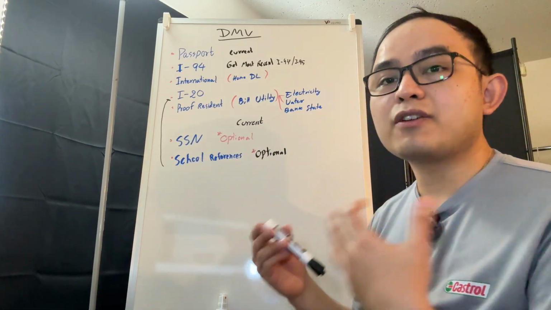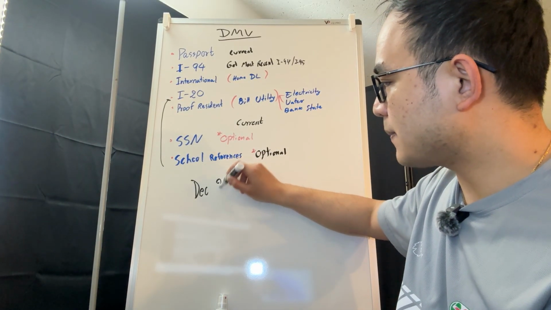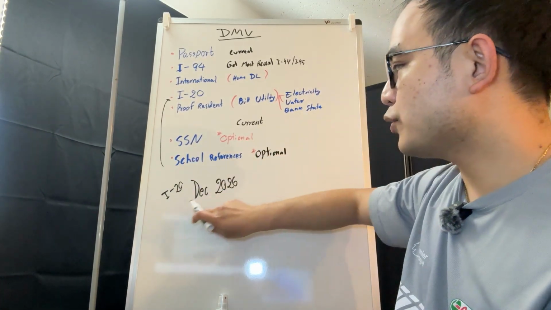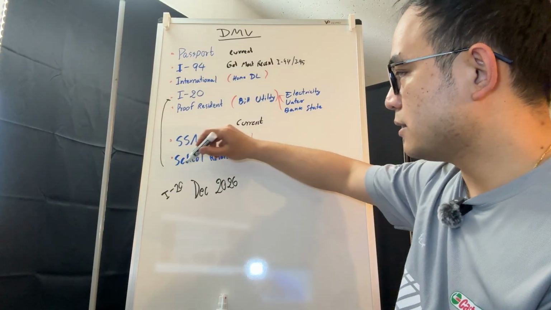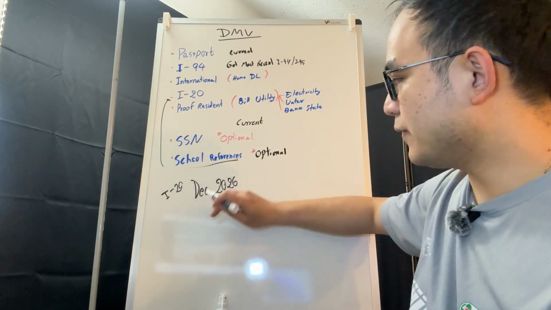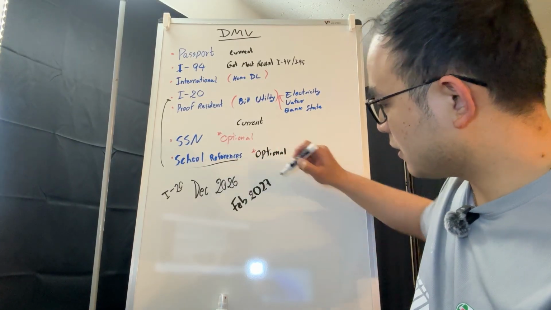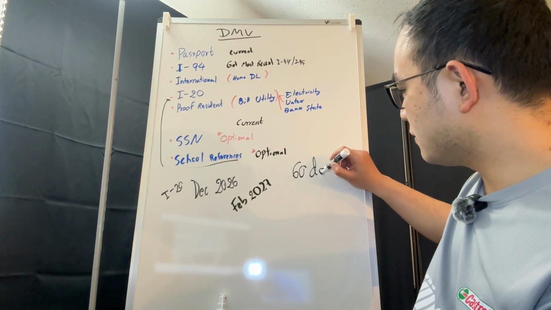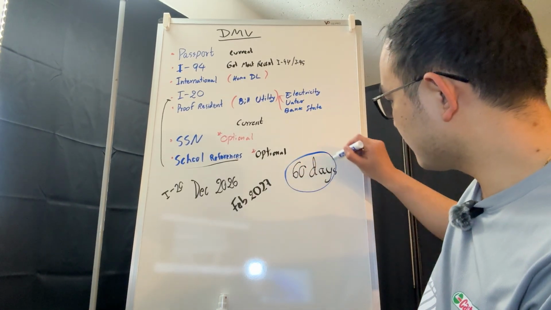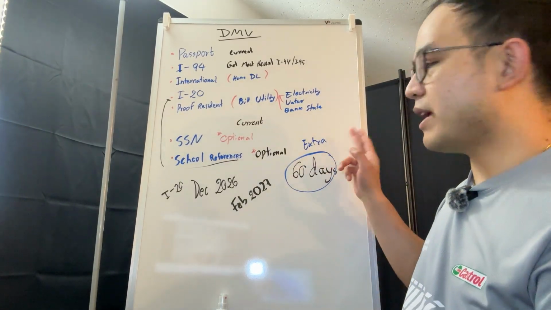Let me write it so it's easier. You might be confused by how I speak. For example, your I-20 expires in 2026. School reference is going to extend you for 2 months. So when you go to the DMV, they're going to give you an extra 60 days.